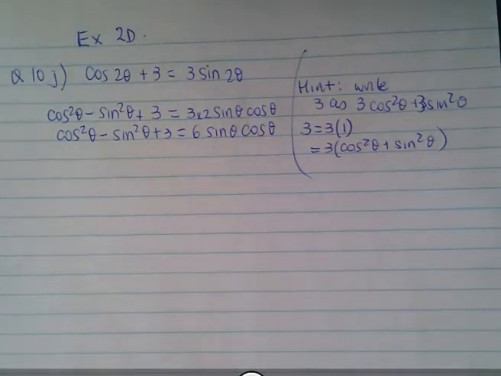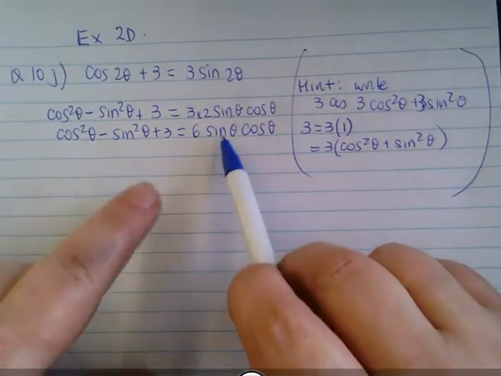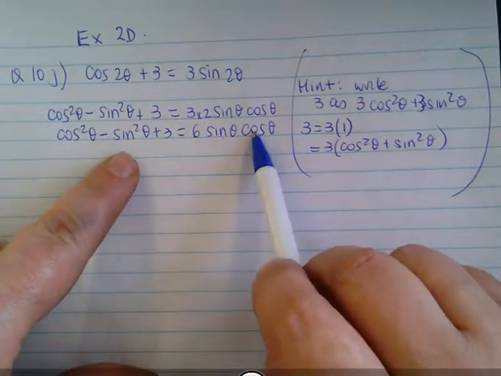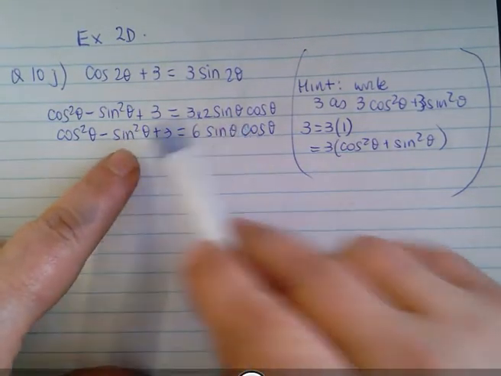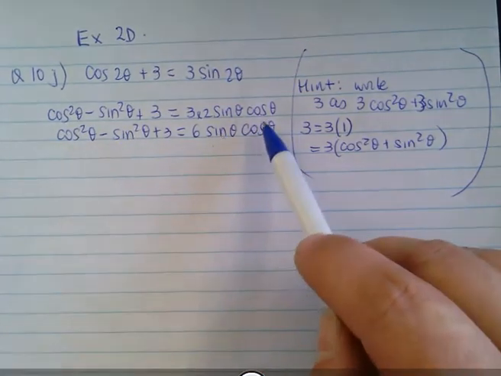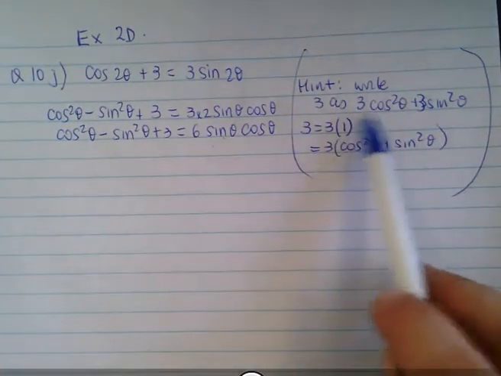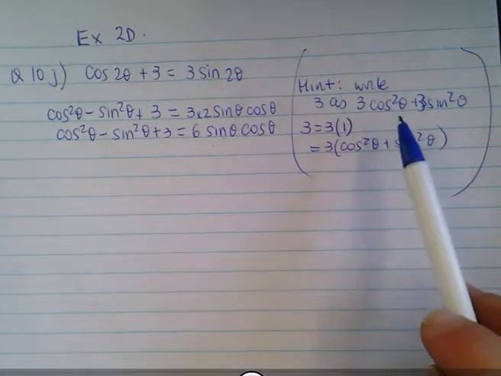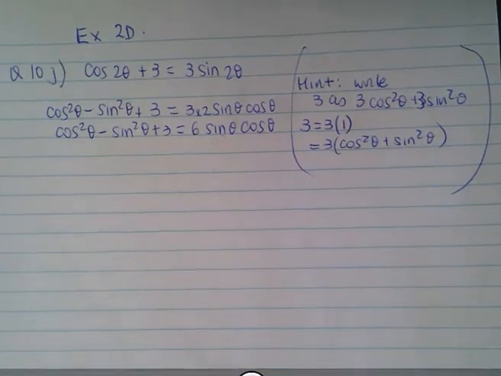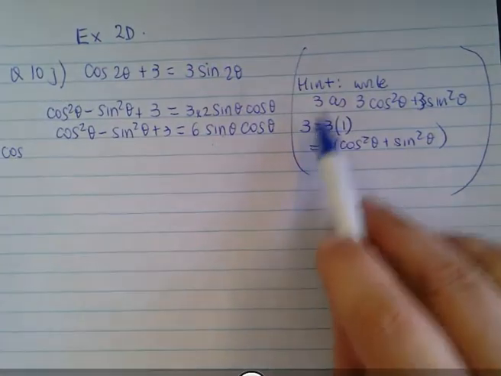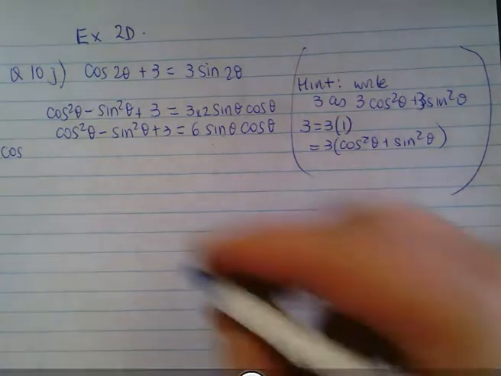So the thing is, we have a bit of a problem because, really, what could we factorize out? You can't. Sine theta is a common factor between those two, and cos is a common factor there, but it's just a bit messy. So the hint here, and because it's so familiar they may give you a hint, is to write 3 as 3 cos squared theta plus 3 sine squared theta. The actual hint is given, so we'll use that.